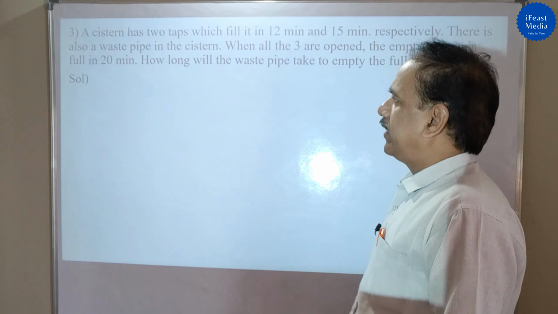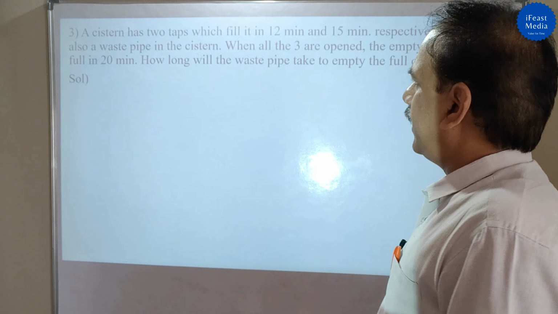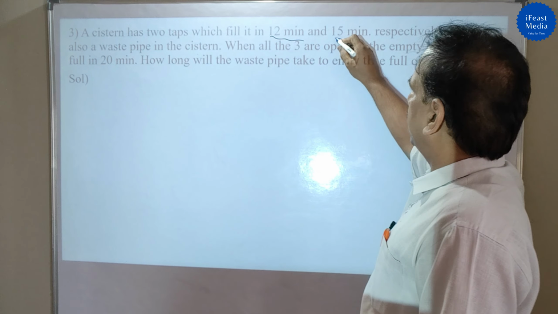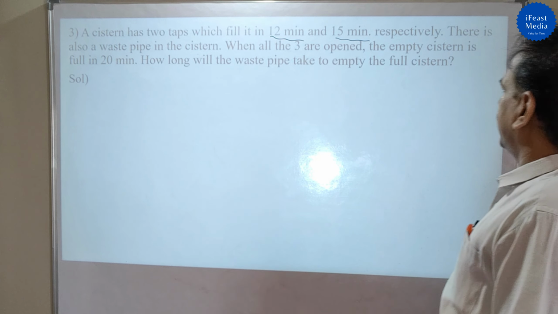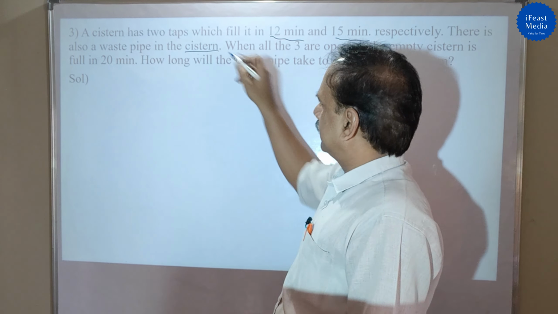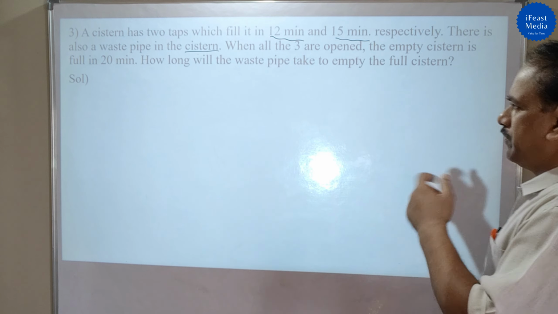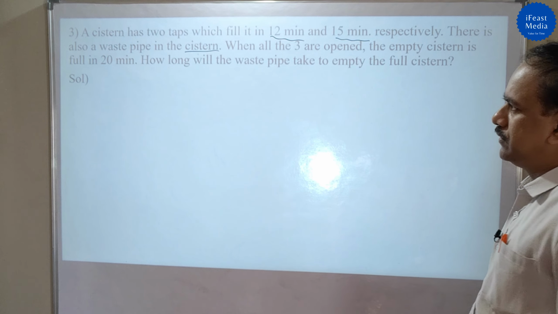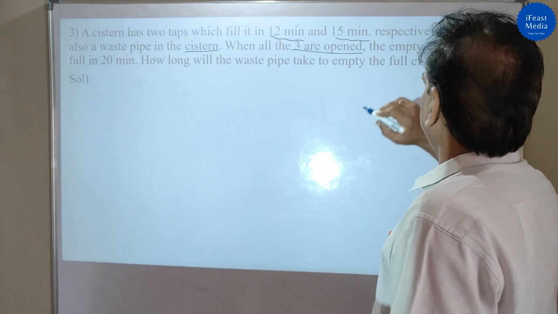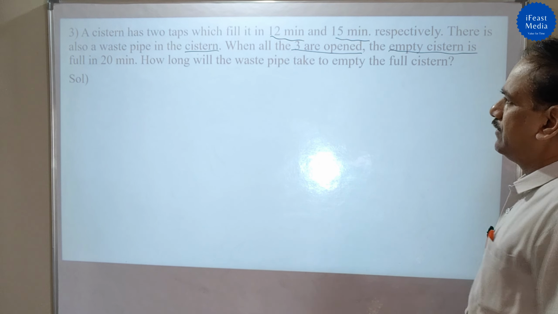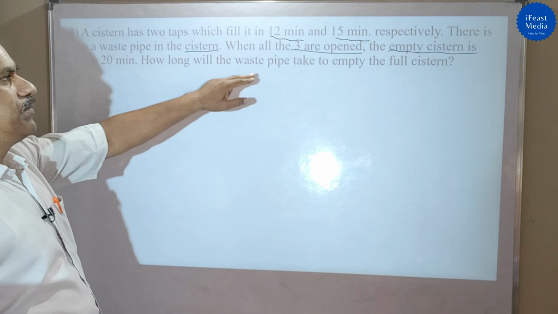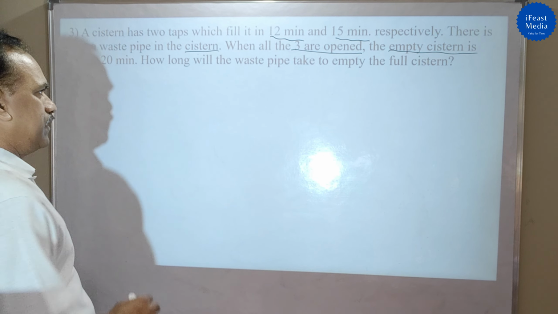So coming to the third one, a cistern has 2 taps which fill it in 12 minutes and 15 minutes respectively. There is also a waste pipe in the cistern. So waste pipe means that it empties the tank, right? When all 3 taps or pipes are opened, the empty cistern is full in 20 minutes. So how long will the waste pipe take to empty the full cistern?